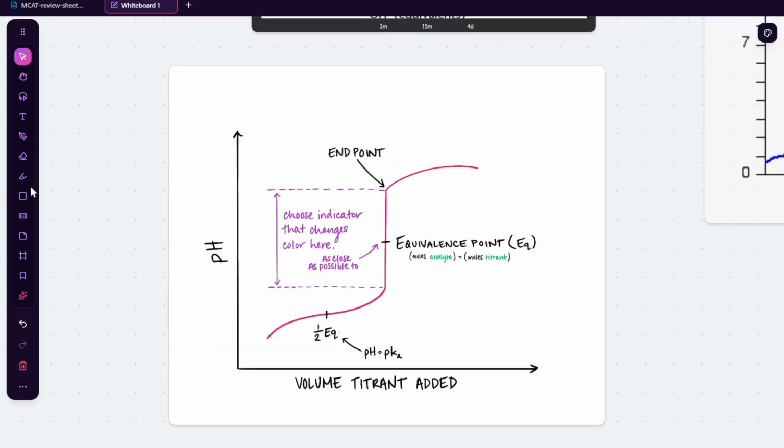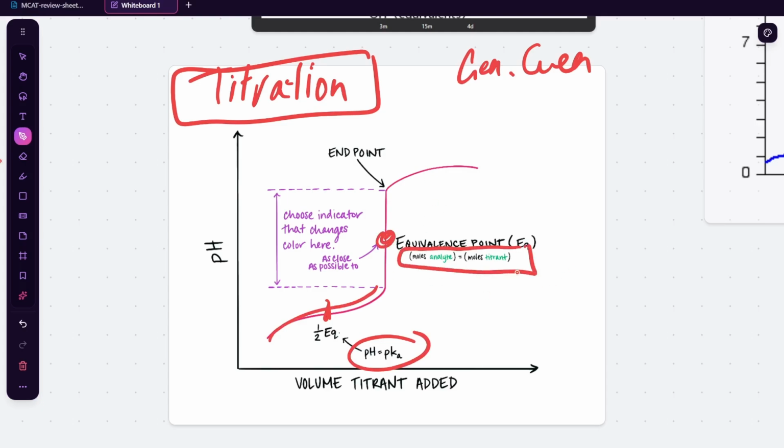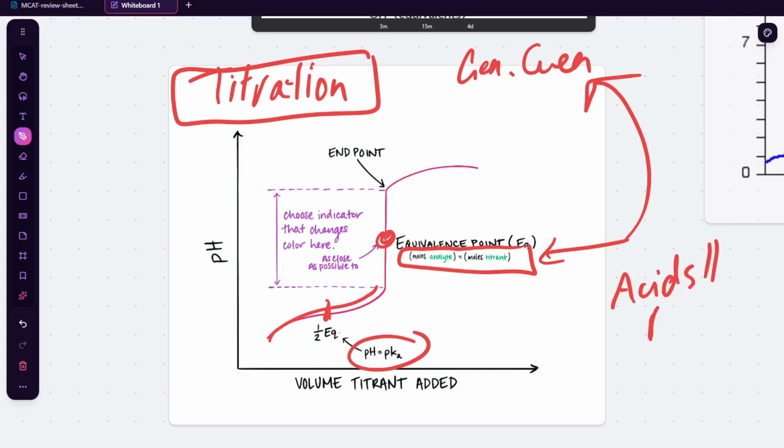So in a simple titration, this is basically general chemistry review again. I recommend going over the Gen Chem acid-base review, but this is the basics. Your half equivalence point is here, where pH is equal to pKa. Your equivalence point is here, where moles of your analyte equal moles of the titrant. If you don't know what this means, go back to Gen Chem review. I have a video on it already in the acids and bases chapter. And then this is the endpoint. So that's just a basic titration.